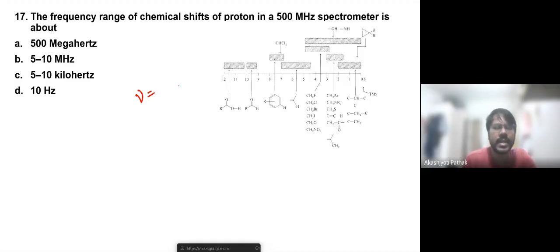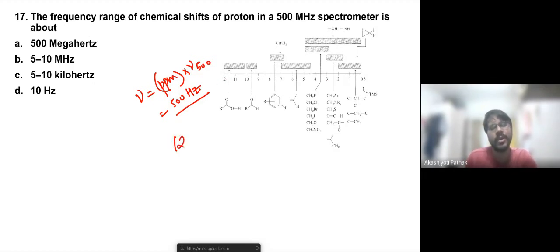The frequency is always equal to the ppm, whatever ppm is there, times the reference frequency. So if your reference frequency is 500 megahertz, then 1 ppm will be 500 hertz. Here you can see that it ranges from 1 ppm to almost 12 ppm. You can put here 12, or you can put 10. If you multiply 12 with 500, then what you will get? You will get around 6 kilohertz. So the answer is actually option C, 5 to 10 kilohertz.